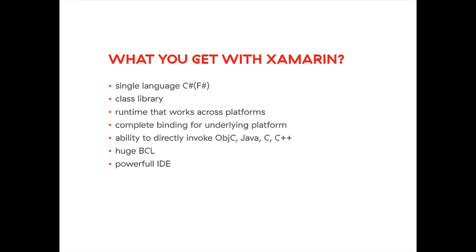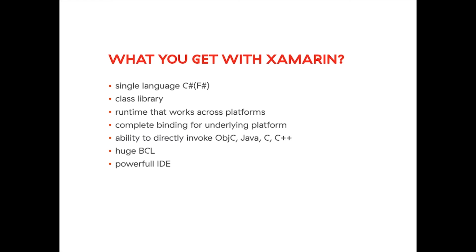What you get with Xamarin, as I talked about before, is a single language, be it C# or F#. You can do everything with F#. You get a class library and runtime that works across all platforms, complete binding, which is really important, for the underlying platform, and the thing that is nice, in my opinion, is the ability to directly invoke native code, be it Objective-C, Java, C, C++, or Swift. You get a huge .NET base class library and a powerful IDE.